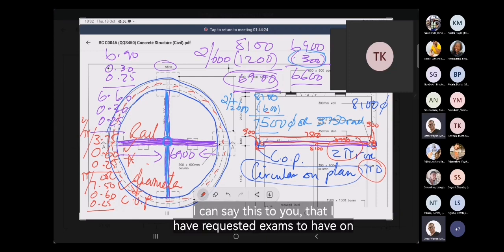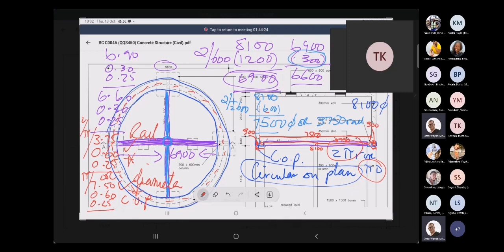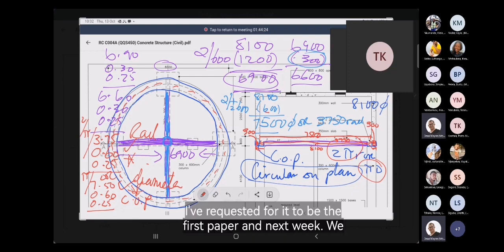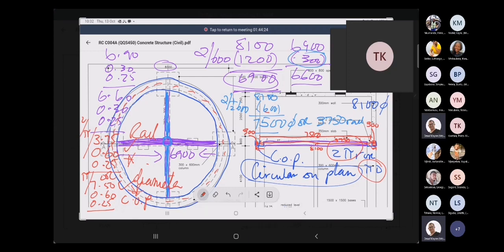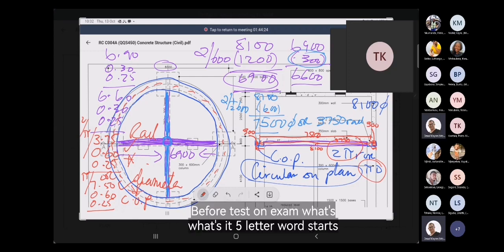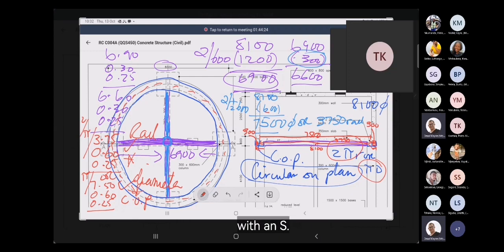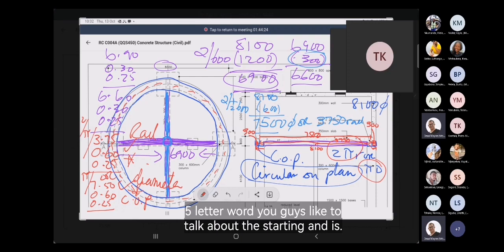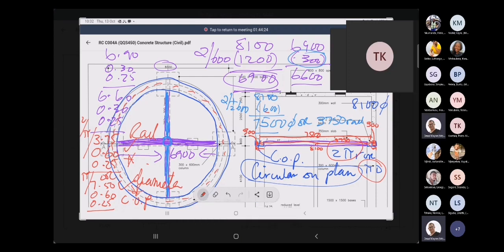I can say this to you that I have requested exams to have our quants paper written on the first Friday of the exam. So it will in all probability be one of the first papers to be written. I've requested for it to be in the first paper, and next week we will be looking at various aspects and there's something that you guys like to talk about. What do you guys like to talk about before a test or an exam? 5-letter word? Starts with an S. 5-letter word that you guys like to talk about that starts with an S. Huh?